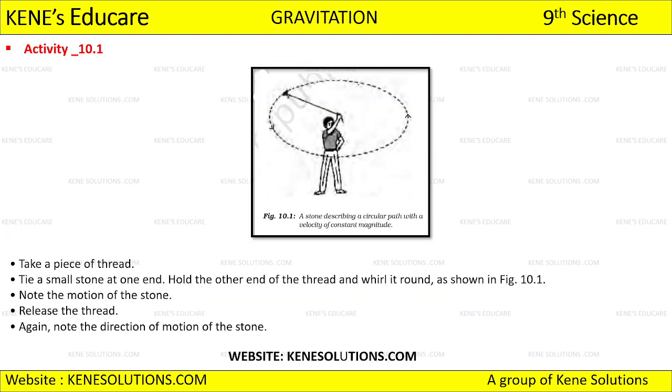After this introduction, we had this activity 10.1, which you can even perform. I hope many of you have performed it and visualized the circular path, how the stone was moving. When you do that, you'll understand properly how a stone moves with a velocity of constant magnitude. Okay, if you have not done it, I'll request every one of you to please try this activity, because it will help you understand the motion, the circular path in which the stone is moving.